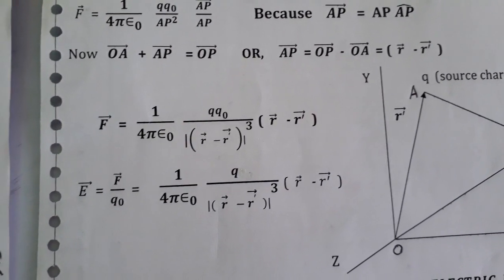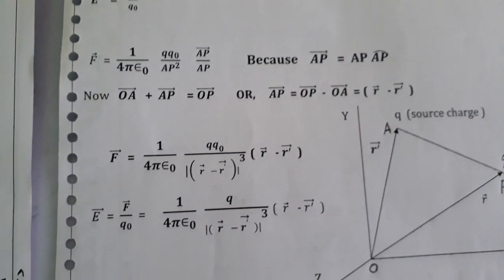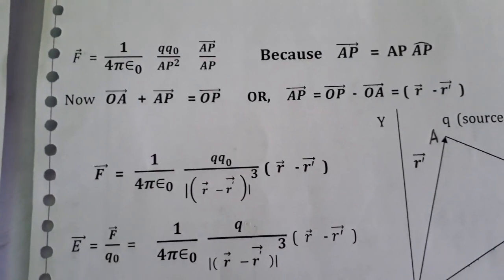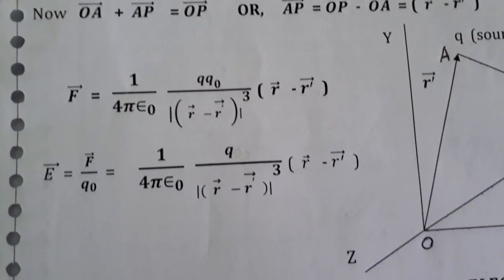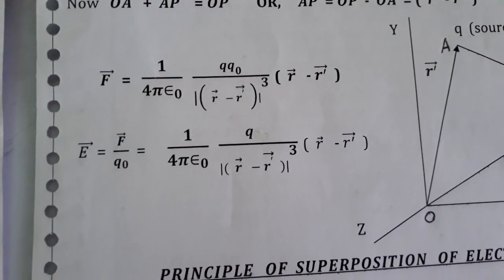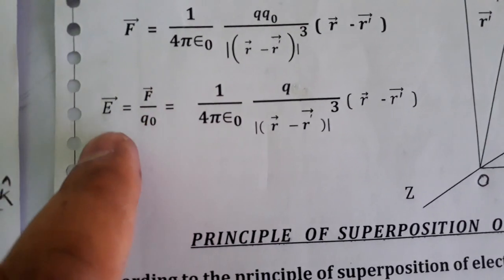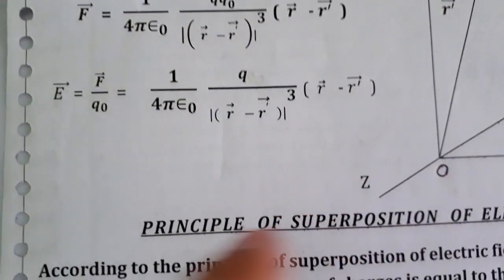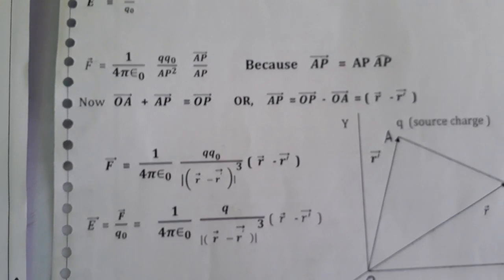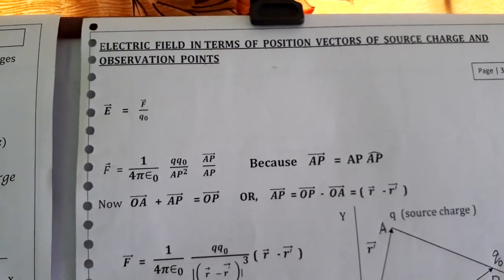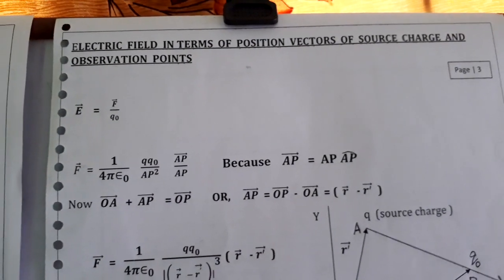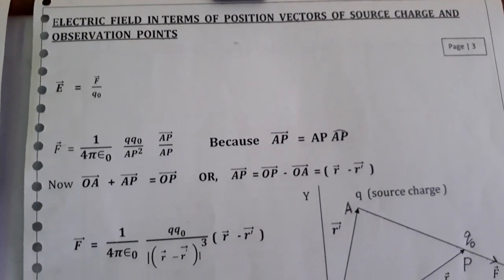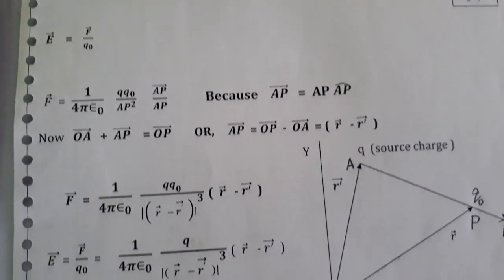and you will get the value of force in terms of position vector. Now you replace the value of F in the equation E equal to F by Q naught. You will get the final result in this way. So this was the electric field in terms of position vectors of source charge and observation point. Go through it once again.